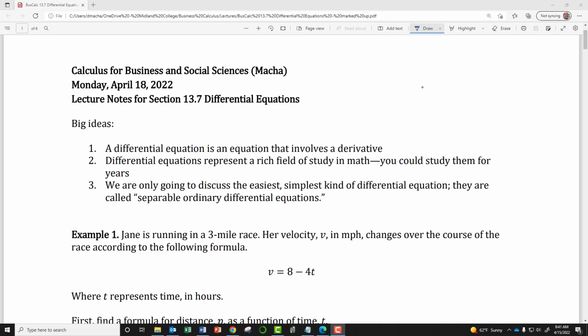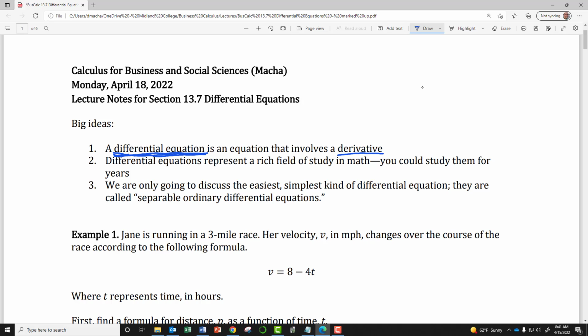All right, in this video we're going to talk about section 13.7 from your textbook, which is about a topic called differential equations. So before we get started, notice a differential equation is just going to be an equation that involves a derivative, hence the word differential, right? That's sort of what makes an equation a differential equation.